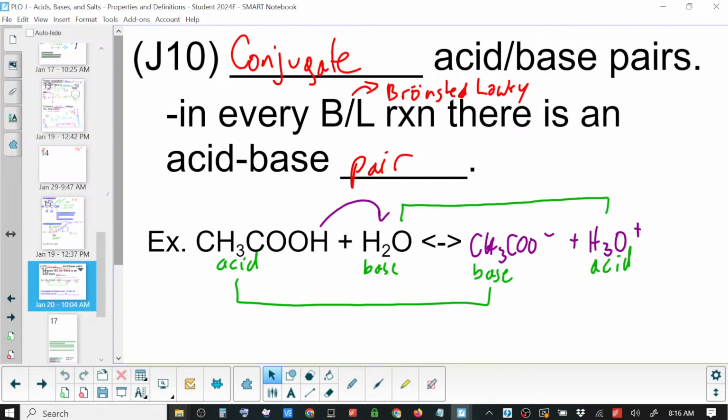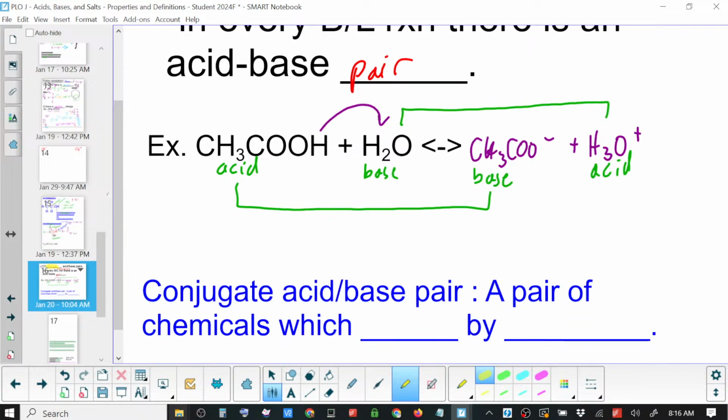Last day we left off here: conjugate acid-base pairs. The new terminology is conjugate, and it's an acid-base pair that differs only by a proton. So I showed, as I think the bell went, we have an acid, acetic acid. Water here is acting as a base because it's acting as a proton acceptor. Becomes the base and the acid.